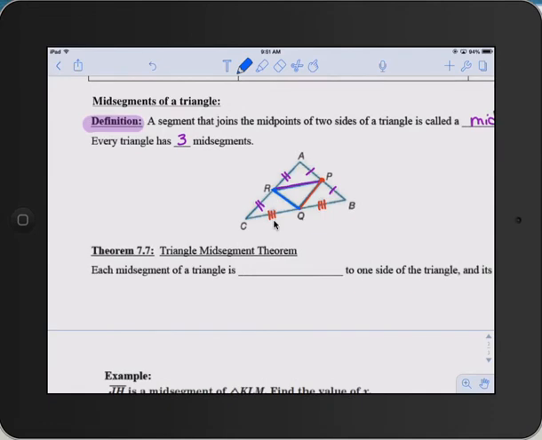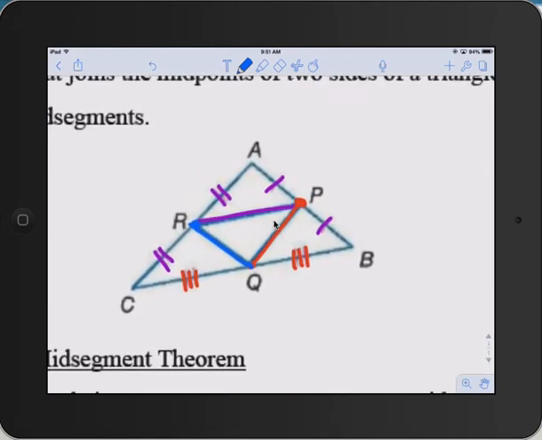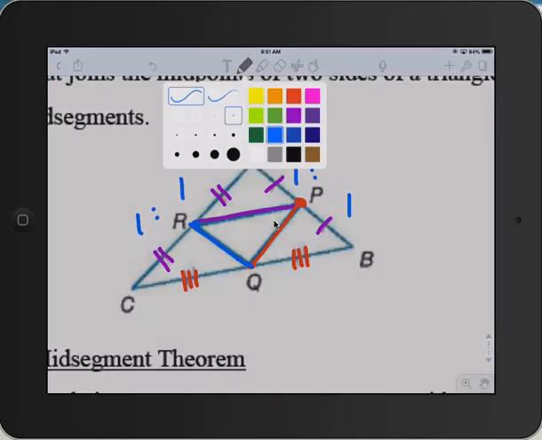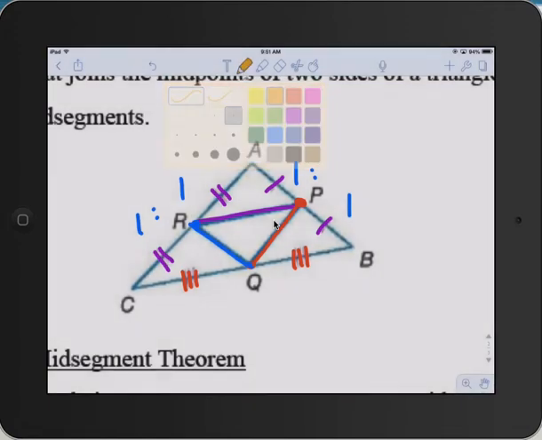Now, using what we just talked about, because those segments are proportional, those are in a 1-to-1 ratio, that will make these segments parallel to each other. And you can do that all the way around. So these two would be parallel, and these two would be parallel. So each mid-segment of the triangle is parallel to one of the sides of the triangle that it does not intersect.